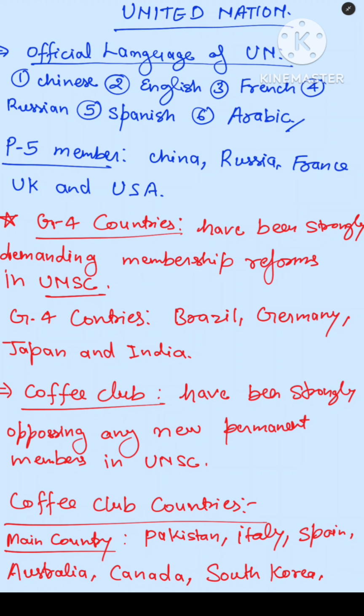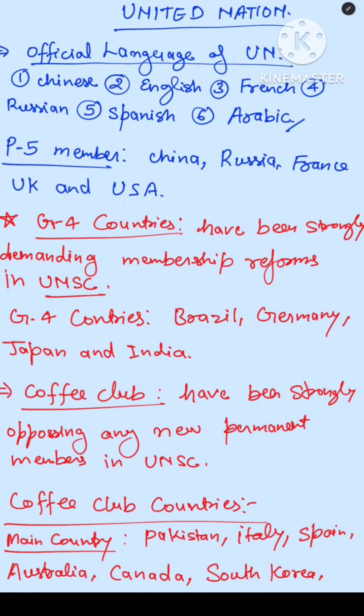There are the P5 countries. As we all know, the United States of America speaks English, and the UK also speaks English. So we can easily remember English would be one of the official languages of the United Nations. Then Russia is also a permanent member of the United Nations Security Council, so the Russian language would also be one of the official languages of the United Nations.